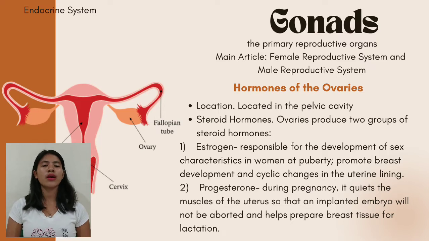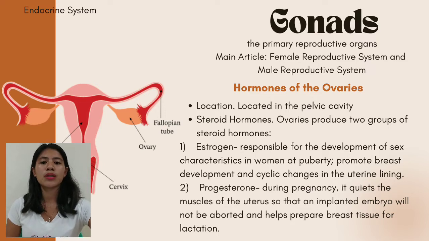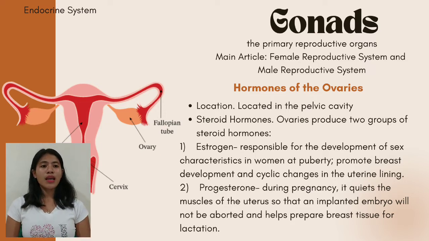The ovaries are located in the pelvic cavity, as we can see in the picture. Ovaries produce two groups of steroid hormones. We will learn what steroid hormones are in the next slides. The two hormones produced or released by the ovaries are estrogen and progesterone.